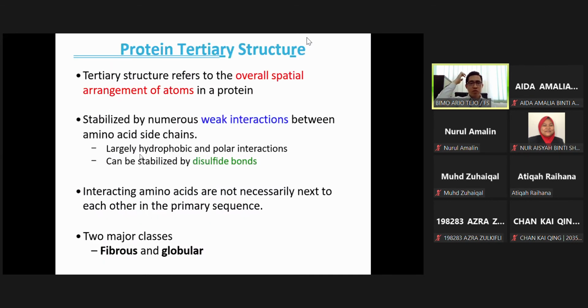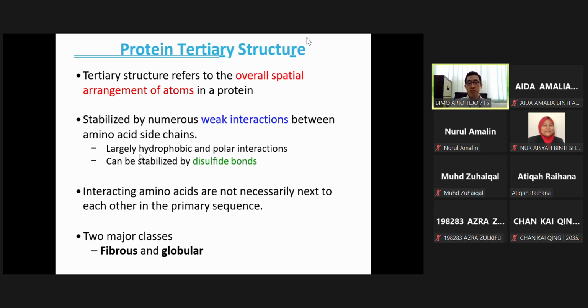All right. So, and then protein tertiary structure. If you have several protein secondary structures, then you combine them into one whole protein. We call it protein tertiary structure. Actually, it's the overall spatial arrangement of atoms in a protein. And protein tertiary structure, as I explained yesterday, is stabilized by numerous weak interactions between amino acid side chains.